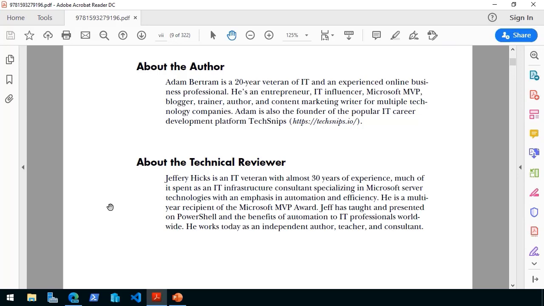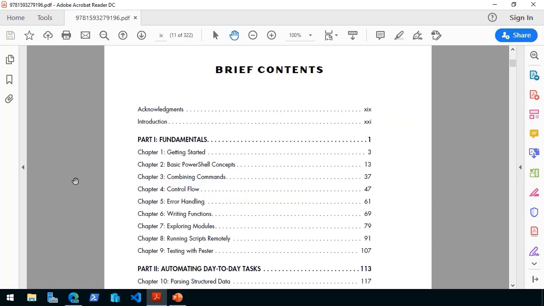Now, I know Adam and Jeff, they're both friends of mine, and Adam is super rigorous on his own. Having Jeff to back him up really stands this book tall in terms of credibility. Next, let's take a look at the brief contents of the book.